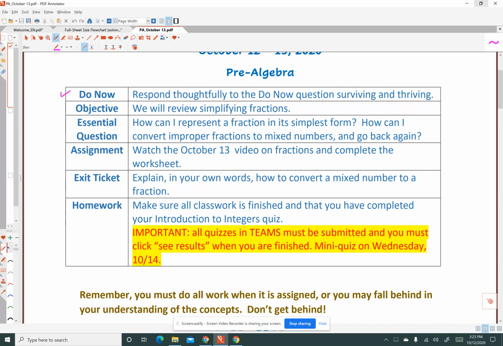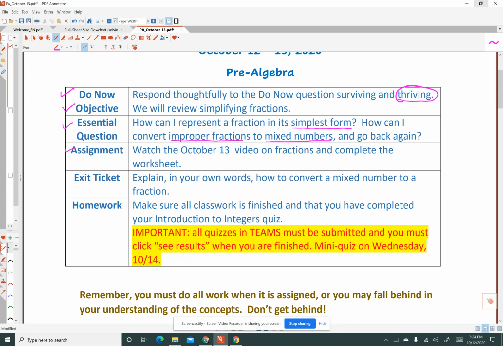We are first going to respond thoughtfully to the do now question about surviving and thriving. The focus today is on thriving. Then we will review simplifying fractions. And our essential question today is, how can I represent a fraction in its simplest form? And we'll look at what that means. And then we'll look at how can I convert improper fractions to mixed numbers and go back again. And we'll talk about what an improper fraction is and what a mixed number is.